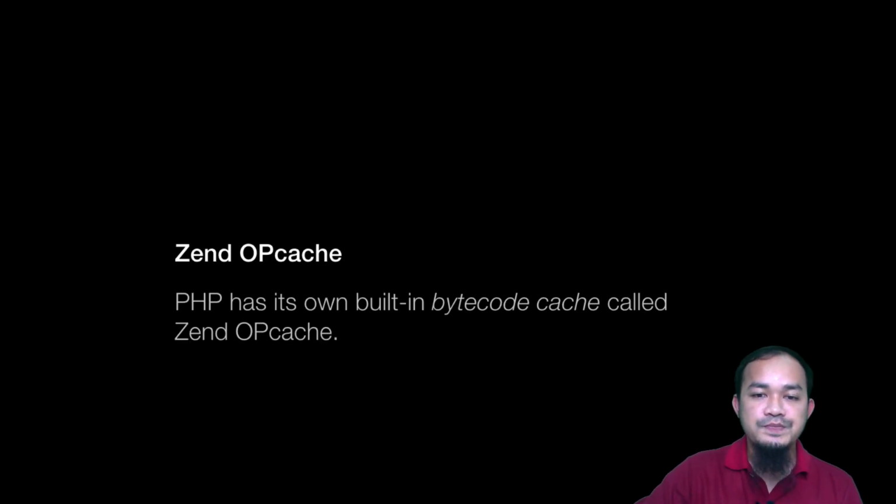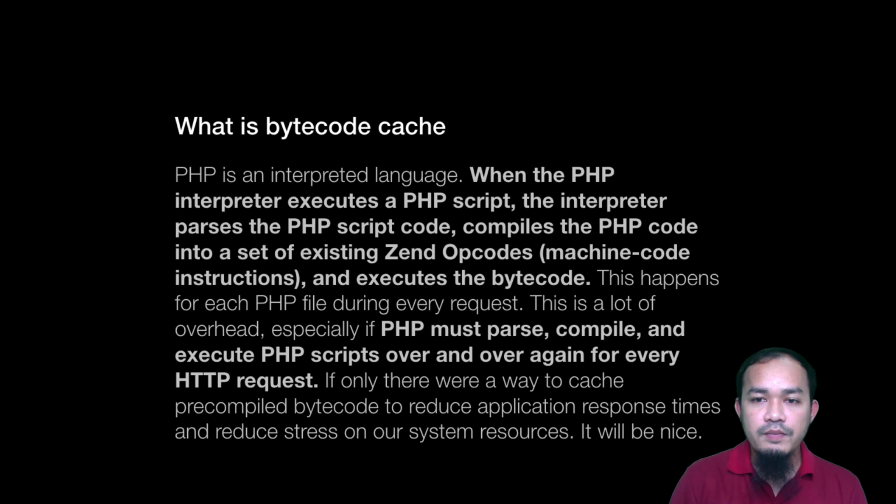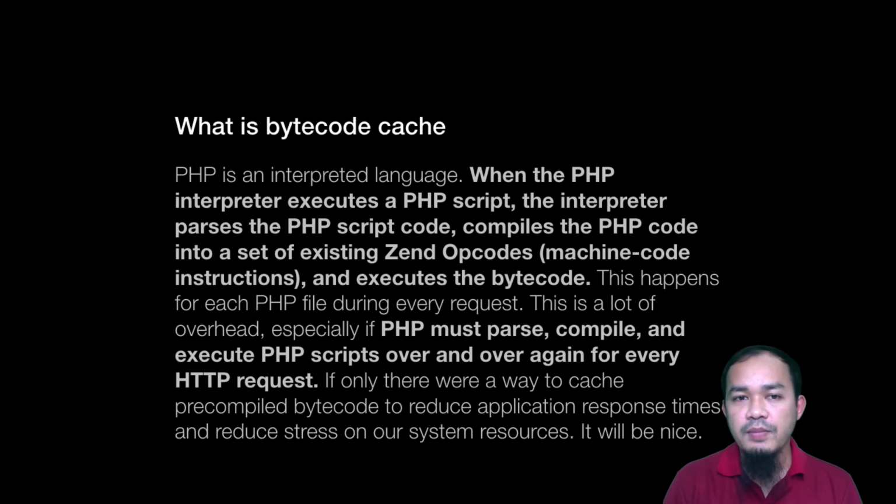Another feature of PHP is what we call Zend OPcache. It is used to make your web server and your application respond faster to users. We call it a bytecode cache. Zend OPcache has a bytecode cache to increase the performance of your application. Let's see this one. What is a bytecode cache?